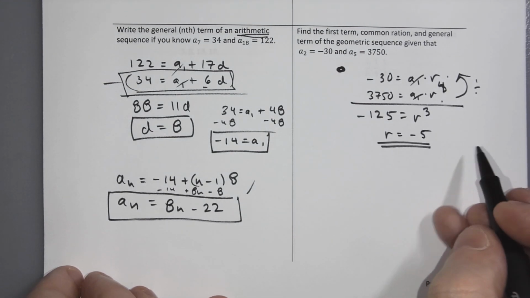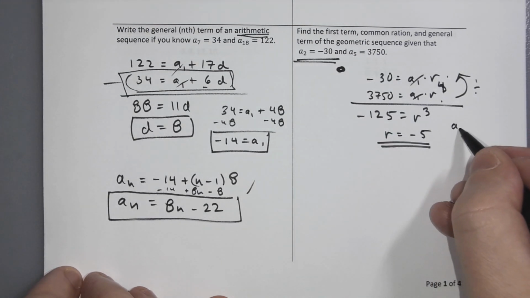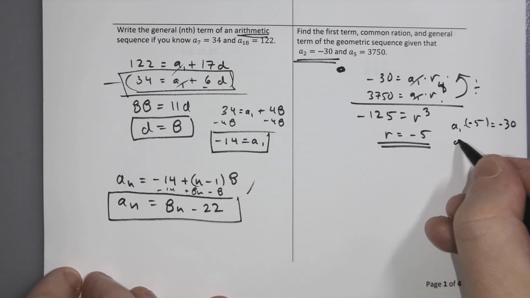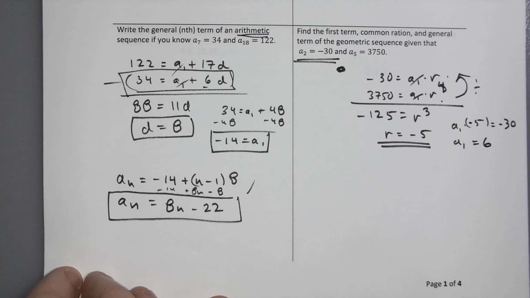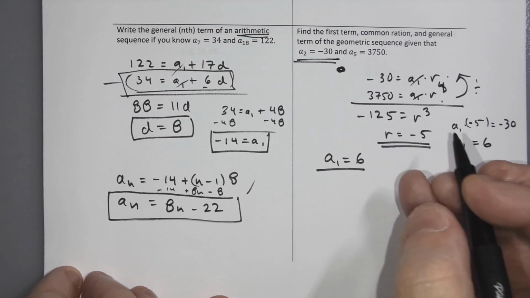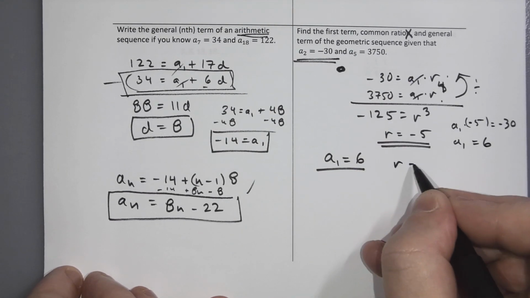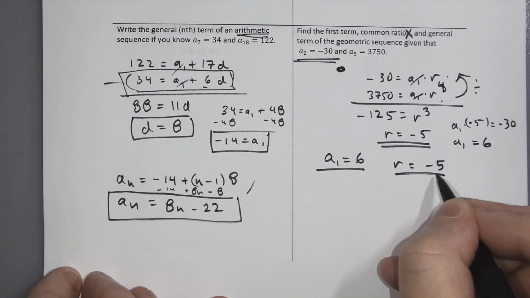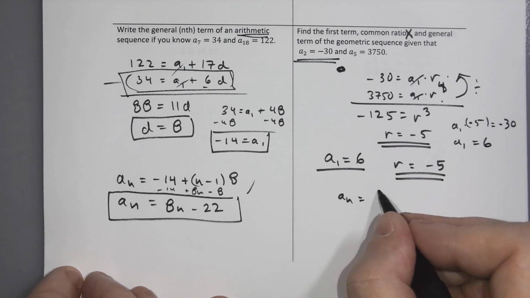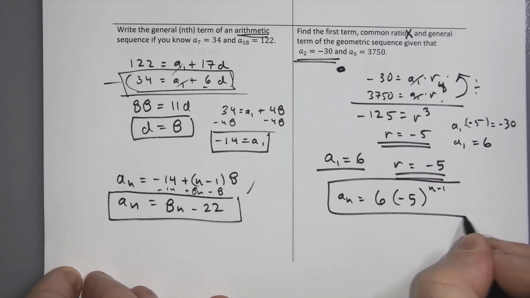Once r equals negative 5, knowing that a2 equals negative 30 means that a1 times negative 5 equals negative 30, so a1 must be equal to 6. Okay, so that means the first term, a1, is 6. The common ratio, r, is equal to negative 5. And the general term, a sub n, would be equal to the first term times the common ratio raised to the power of n minus 1.